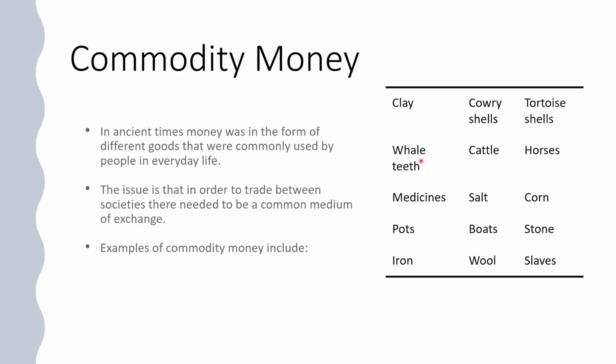Now we want to trade with an iron-producing society. What's the exchange rate? What are we exchanging here? Are they going to exchange the iron for whale teeth, or how many whale teeth? What happens when they no longer need whale teeth? So this is the problem.